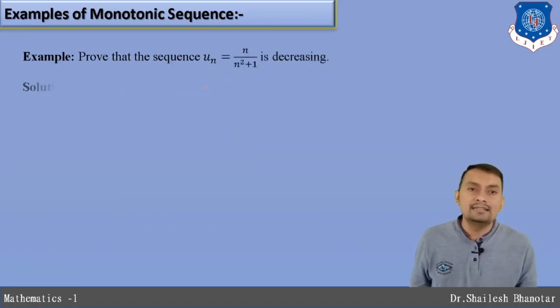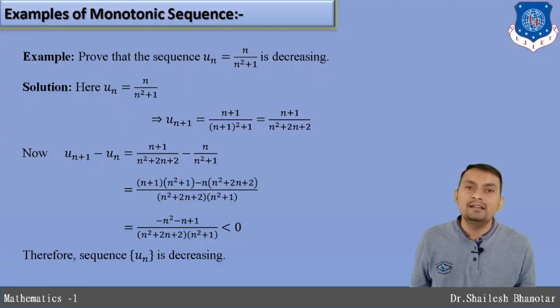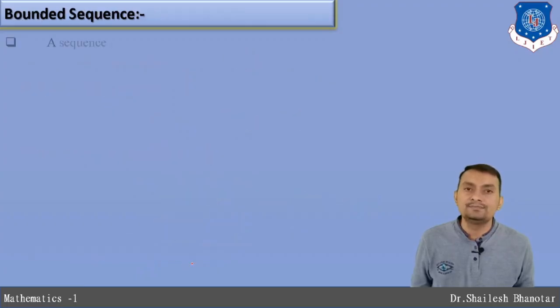Prove that this sequence is decreasing. Also here you have to follow the same criteria, un plus 1 minus un, and you are supposed to get a negative value, because this can be written as minus common, so n square plus n minus 1 divided by n square plus 2n plus 2. For simplicity, just assume a big number, like n is equal to 10. Then 10 square is 100, 100 plus 10 is 110, and minus 1 is 109, and this is always going to be a negative quantity, and therefore we can say that the sequence is decreasing.